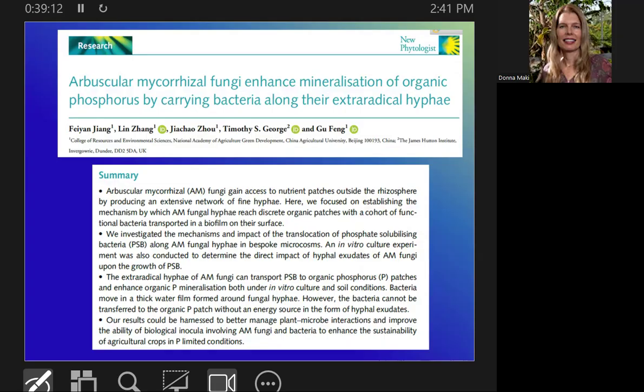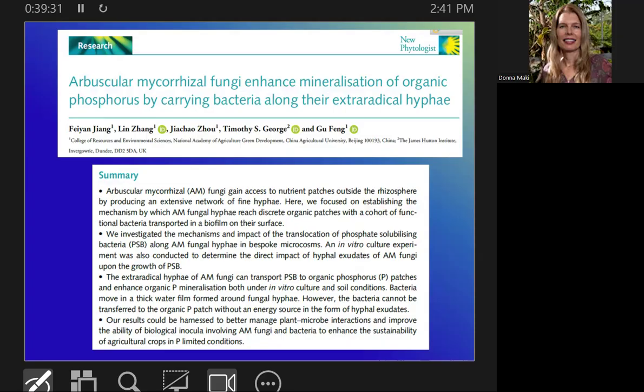They'd have like clumps of phosphorus nutrients. And the bacteria would skate along the surface. The fungal hyphae has a thin film of water, and they swim in the water and get to the phosphorus and solubilize it and give that to the fungus, which then gives it to the plant.